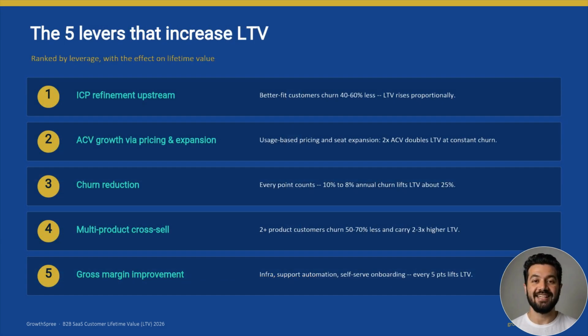So how do you actually raise LTV? 5 levers. 1. ICP refinement. Better fit customers churn 40 to 60% less. 2. ACV growth. Double ACV, double LTV. 3. Churn reduction. 10 to 8% lifts LTV about 25%. 4. Multi-product cross-sell, 2 to 3 times the LTV.